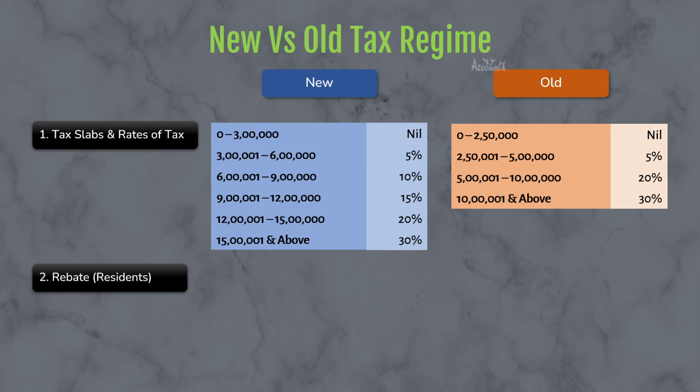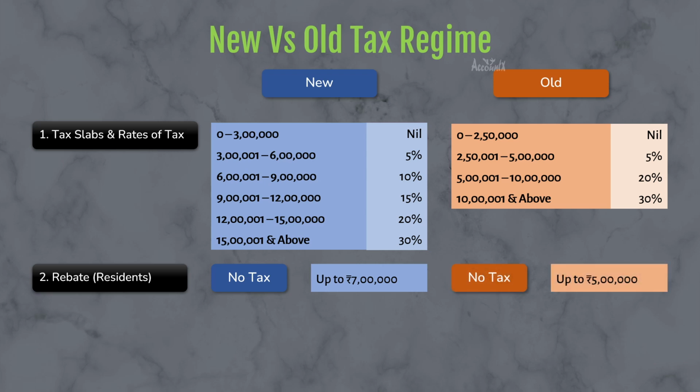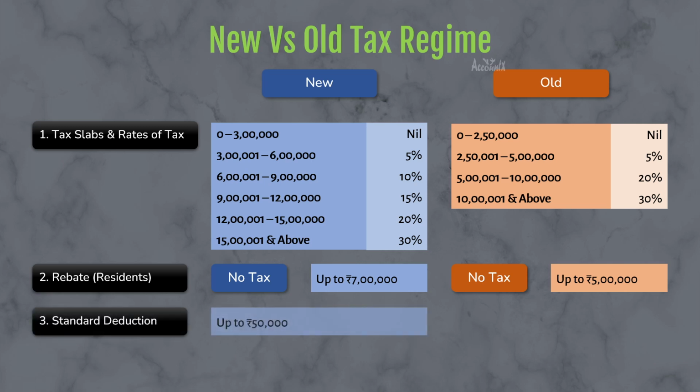Next criterion is the rebate. This is applicable to resident individuals. In new tax regime, you don't have to pay any tax if your taxable income is up to 7 lakh. If we compare this with the old tax regime, here the limit is only 5 lakh. 3. Standard deduction. After the recent change, standard deduction is being introduced even in new tax regime, which is going to be similar to the old tax regime.